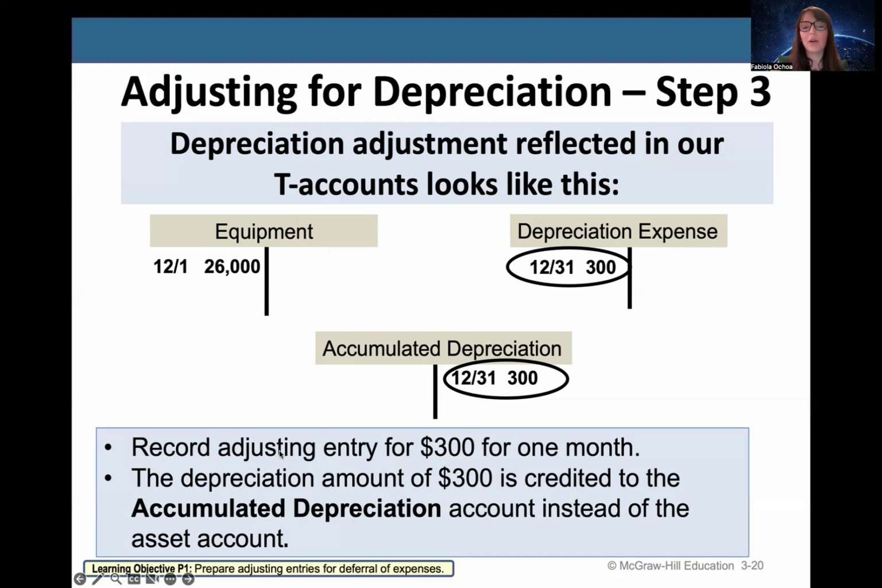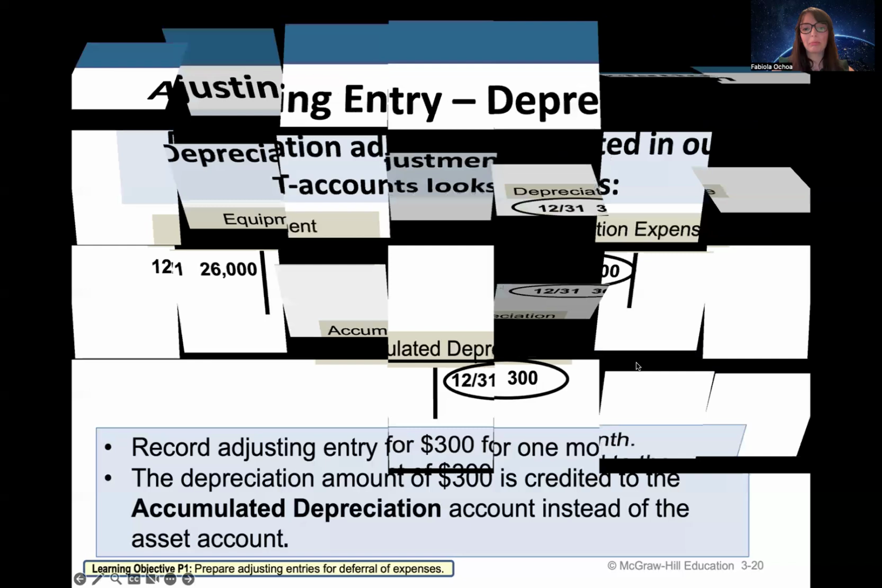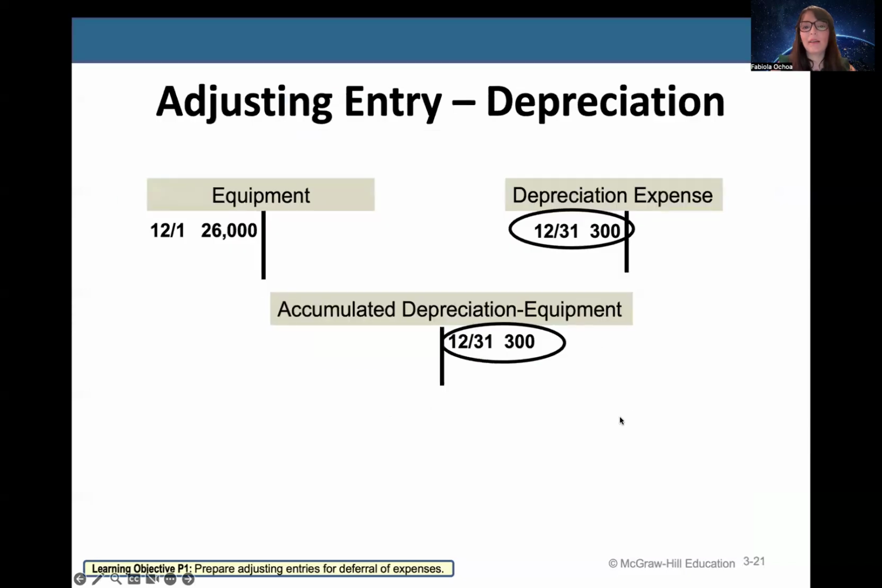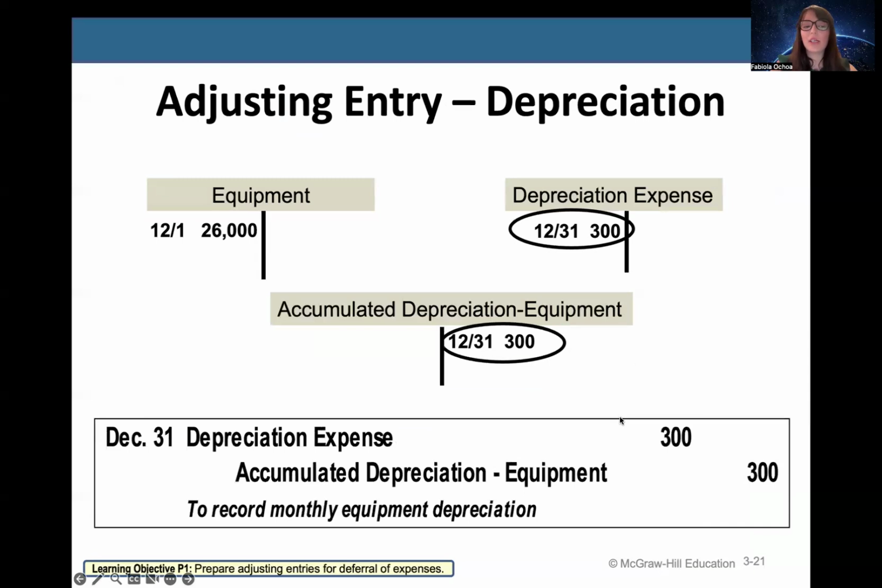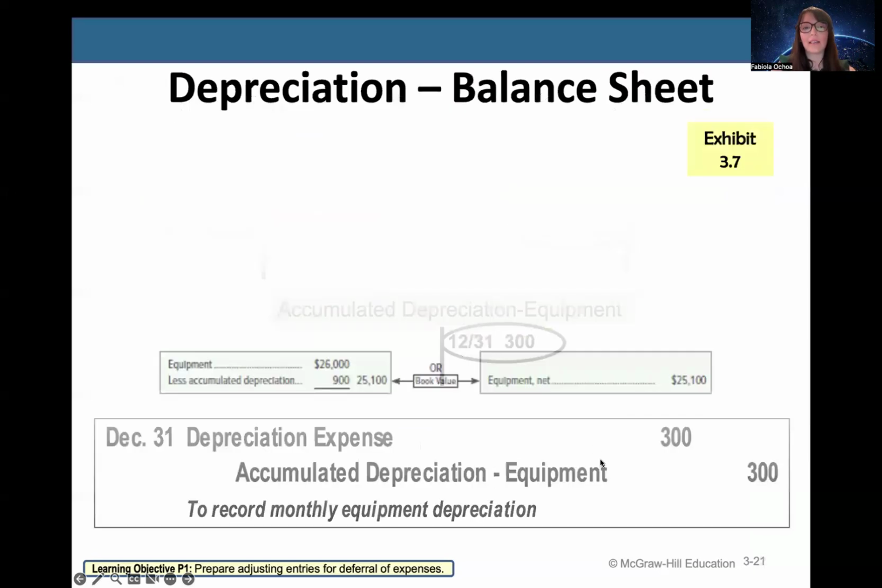So you record the adjusting entry for $300 for 1 month. The depreciation amount of $300 is credited to the accumulated depreciation account instead of the asset account. Okay. So here is your adjusting entry. You debit the depreciation expense that goes on your income statement and you credit accumulated depreciation, equipment, for $300. Now the accumulated depreciation goes on your balance sheet under assets, although it is a contra asset account.